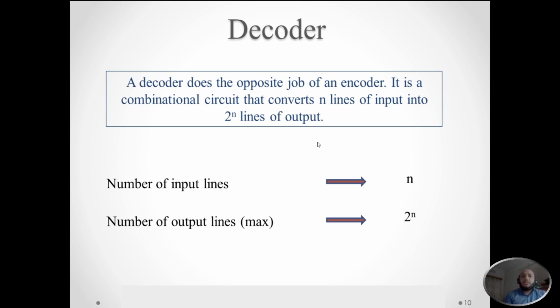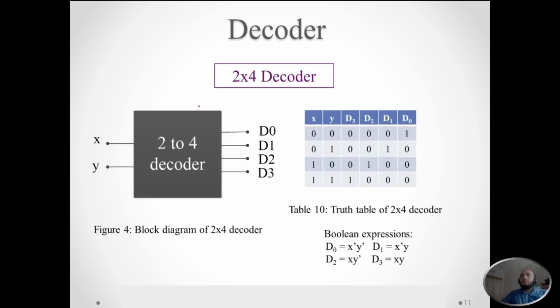As I said, a decoder is just the opposite of an encoder. That means here you have n input lines, and for n input lines you will get 2 to the power n output lines. So if we say 2:4 decoder, that means here 2 is the input n, and for that we are getting output which is 2 to the power n, equals 4. So for 2 input lines we are getting 4 output lines.